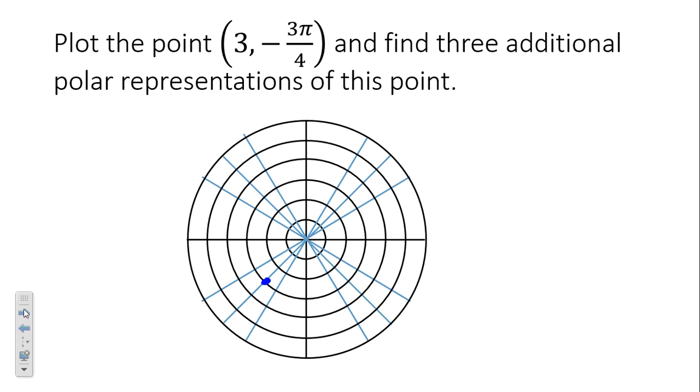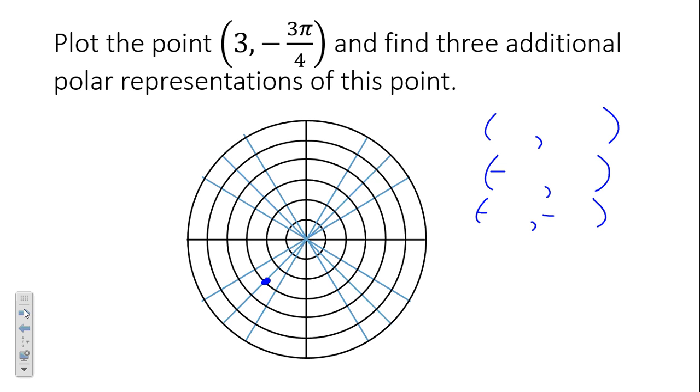Okay. Now we want to find 3 other things that are the same. So if this is a positive and negative, there will be one that's positive, positive. There will be one that is negative, positive. There will be one that is negative, negative. So you get all 4 possibilities. Good? Okay.